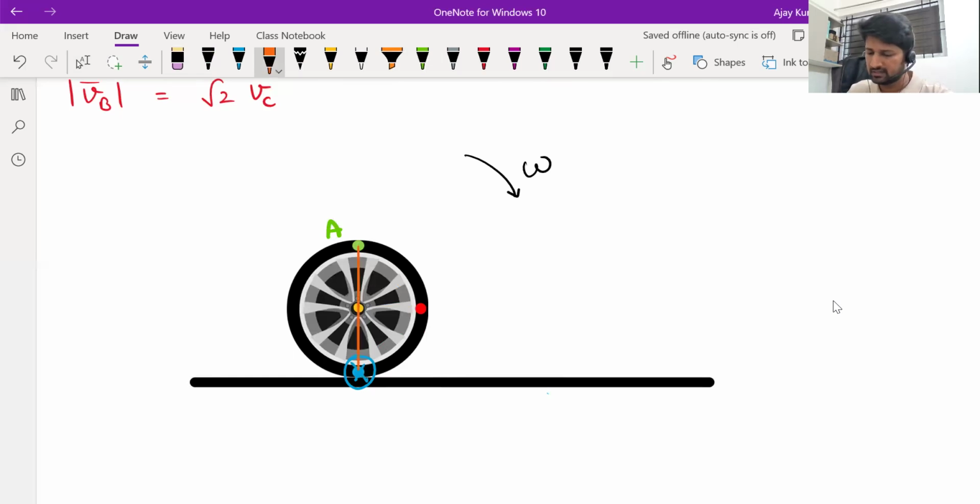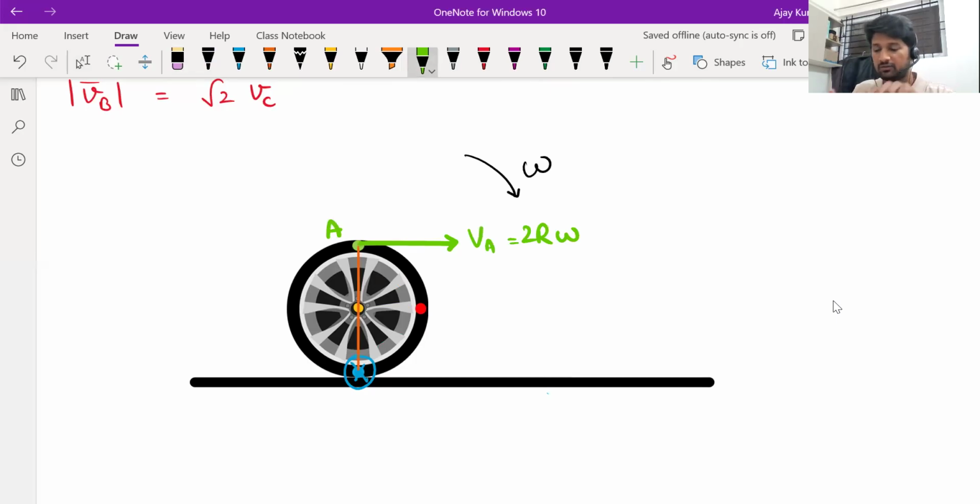So you can directly tell that A will be moving, like A is in pure rotation, no? In pure rotation, how do you write velocity? V is equal to r omega. But from the axis of rotation, you will have to take. From the axis of rotation, the distance is 2r. So you can directly tell that the velocity of A is 2r omega.